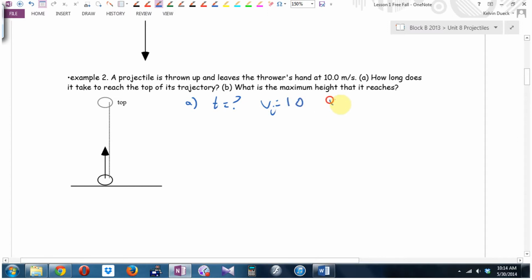v_f? At the top, what's v_f? 0. What else do I know? Oh, a is negative 9.8. So I'm looking for an equation on my formula sheet that has time, v_f, v_i, and a in it. v_f equals v_i plus a t. Get the t by itself for me, my friend.